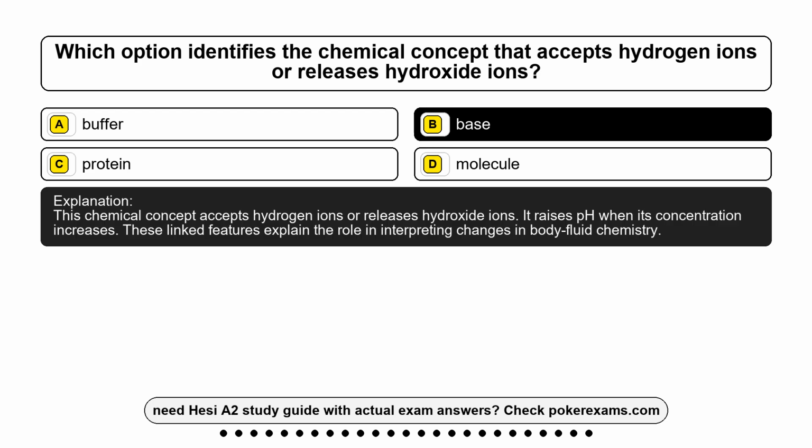This chemical concept accepts hydrogen ions or releases hydroxide ions. It raises pH when its concentration increases. These linked features explain the role in interpreting changes in body-fluid chemistry.